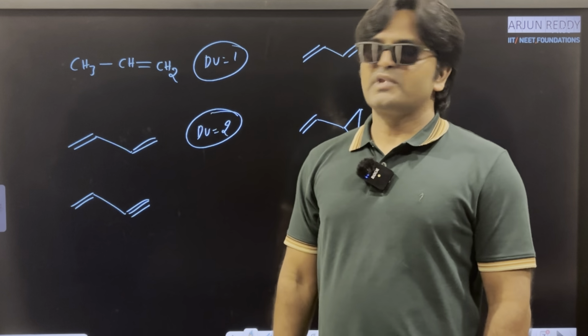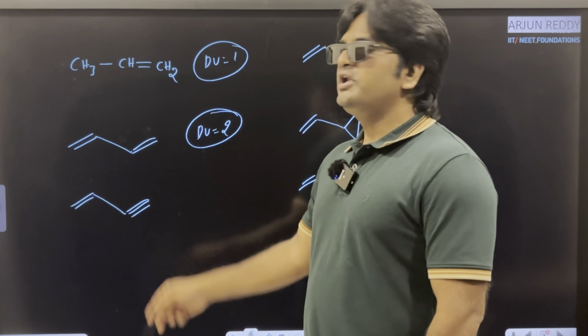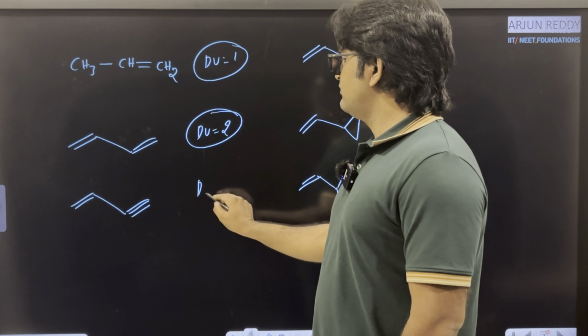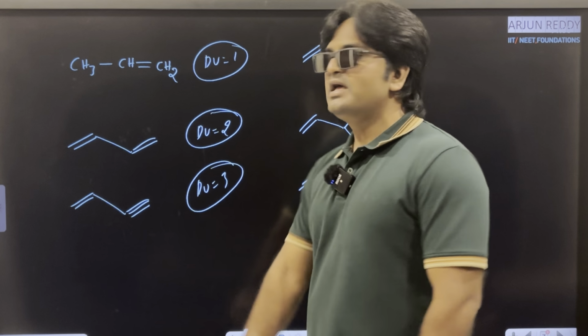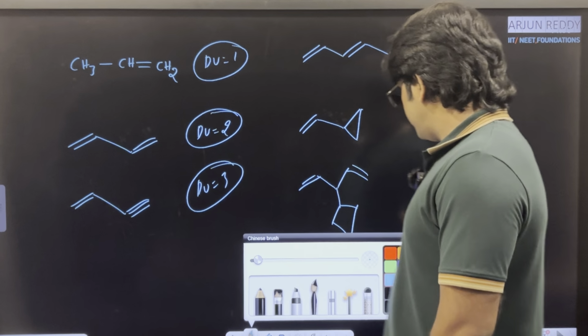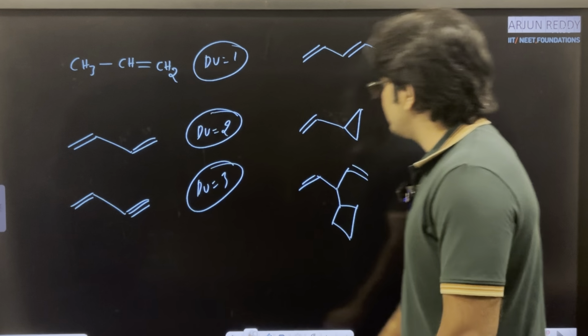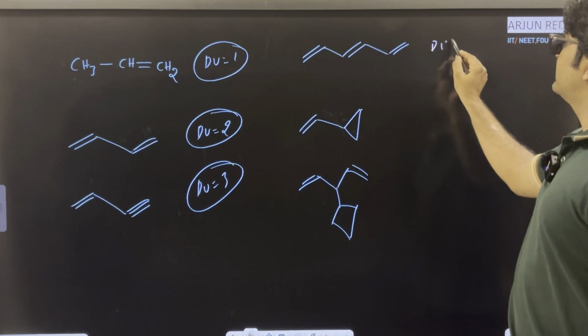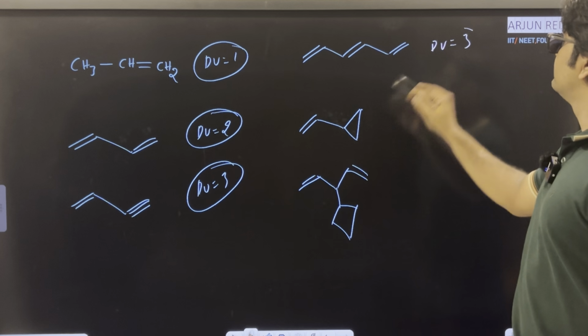2. In the third example, how many pi bonds are present? 1, 2, 3 pi bonds are there. Then what is the degree of unsaturation? 3. Okay, right, degree of unsaturation 3. Come to the fourth example, how many pi bonds are present? 1, 2, 3. Directly, degree of unsaturation equals 3.